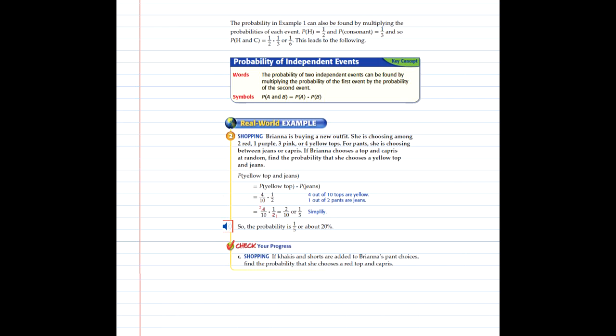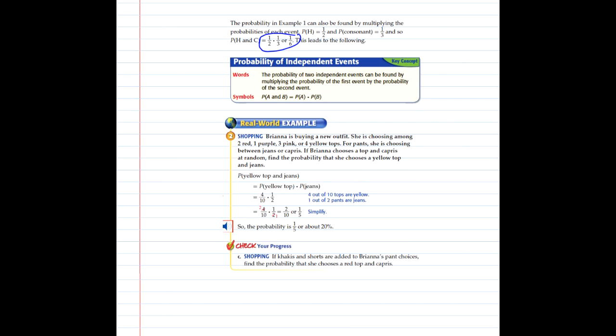As it says here, the probability in example 1 can also be found by multiplying the probabilities of each event. 1/2 is the probability of the heads. 1/3 is the probability of the consonants. So the probability of heads and a consonant is 1 in 6.